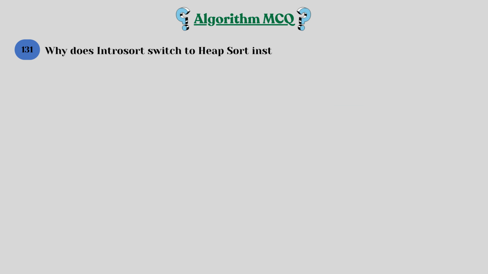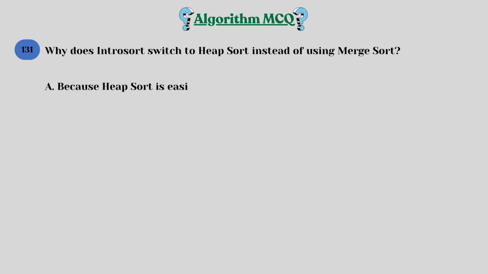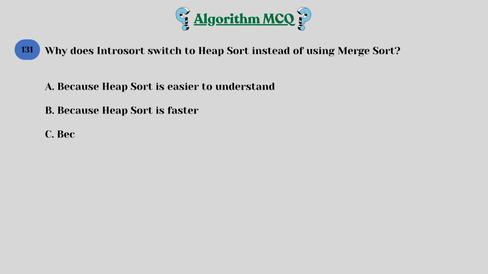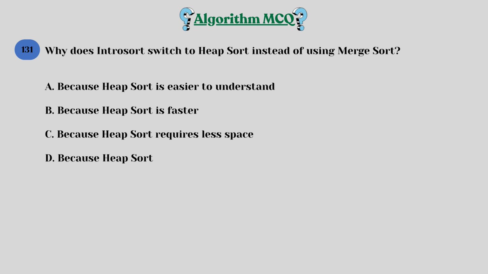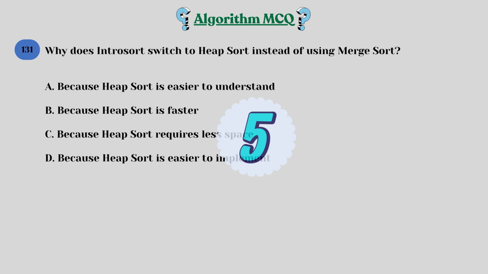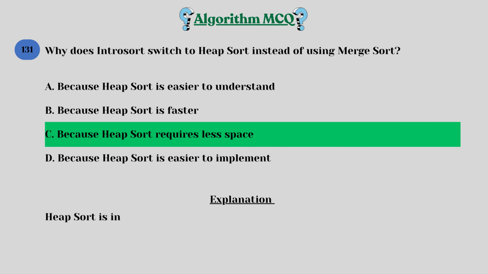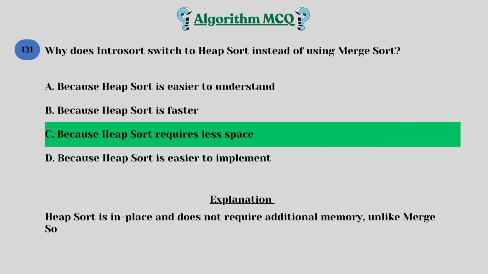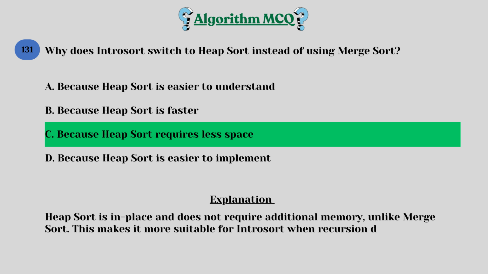Why does intro sort switch to heap sort instead of using merge sort? Correct answer, because heap sort requires less space. Explanation: heap sort is in place and does not require additional memory, unlike merge sort. This makes it more suitable for intro sort when recursion depth becomes large and space efficiency is critical.